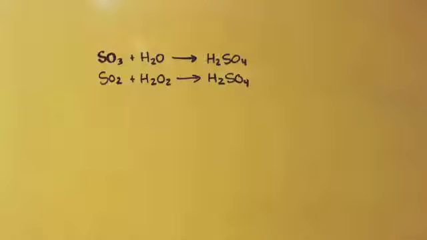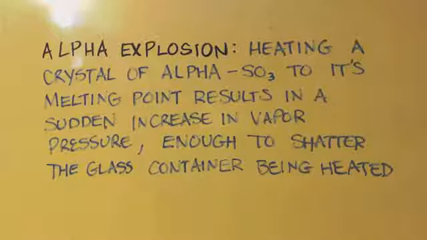And also about alpha explosion. I wanted to bring this up because I don't really bring up safety features a lot, but I brought up the SO3, so I thought I should bring this up just in case. It's called alpha explosion. Heating a crystal of alpha sulfur trioxide to its melting point results in a sudden increase in vapor pressure, enough to shatter the glass containing the SO3 being heated, which is what is known as alpha explosion.